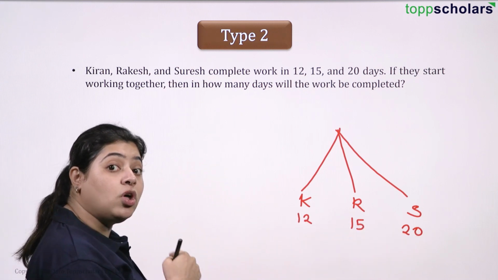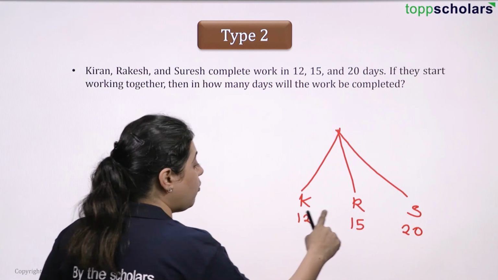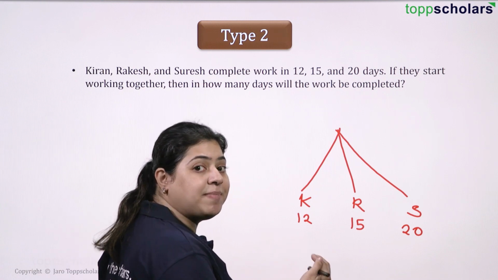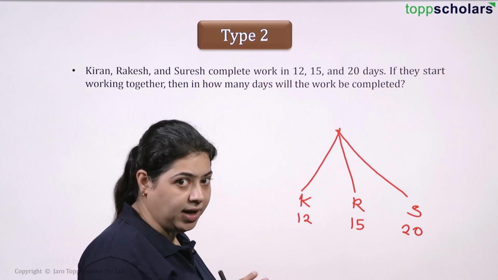So, we will find out the total work. How do we find the total work? We will calculate the LCM of 12, 15 and 20. An easy way to calculate the LCM is by taking the HCF. Why? Because LCM के अंदर ही HCF होता है, correct?